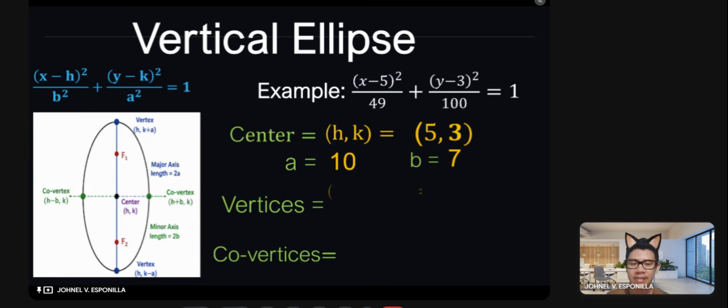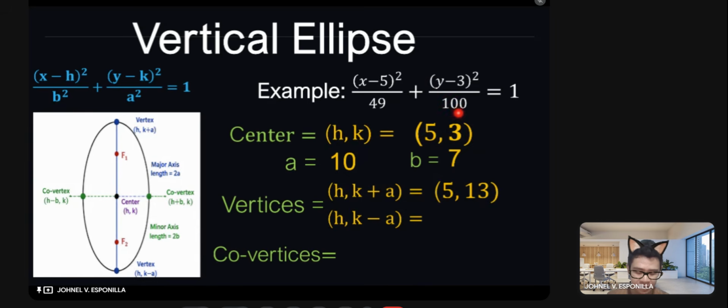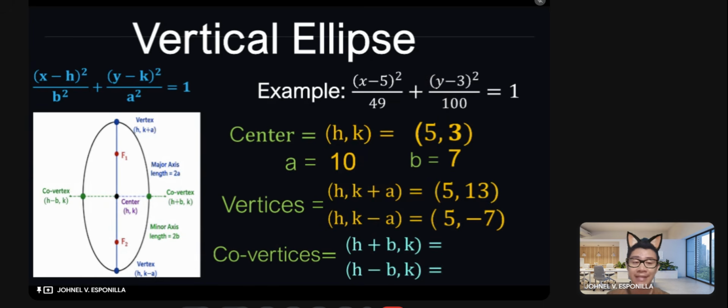Then the vertices, H, K plus minus A. Substitution tayo. So H natin ay 5. Tapos yung K natin ay 3. Yung A natin ay 10. So ang unang vertex po natin ay 5, 3 plus 10, 13. So 5, 13. Pangalawang vertex, 5 ulit. 3 minus 10, that is -7. Ito yung pangalawang vertex.